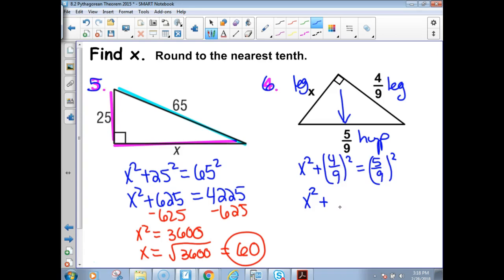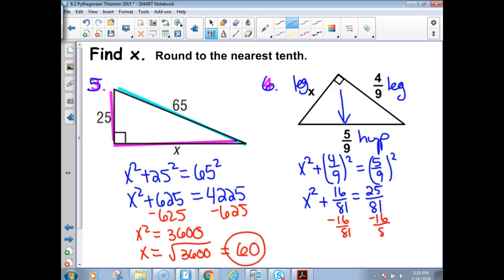All you do is square the top and the bottom separately. So what's 4 times 4? All right, that's the top. What's 9 times 9? 81. Okay, square 5/9. 5 times 5, 25. 9 times 9, 81. These have a common denominator. We can just subtract 16 over 81 from both sides.